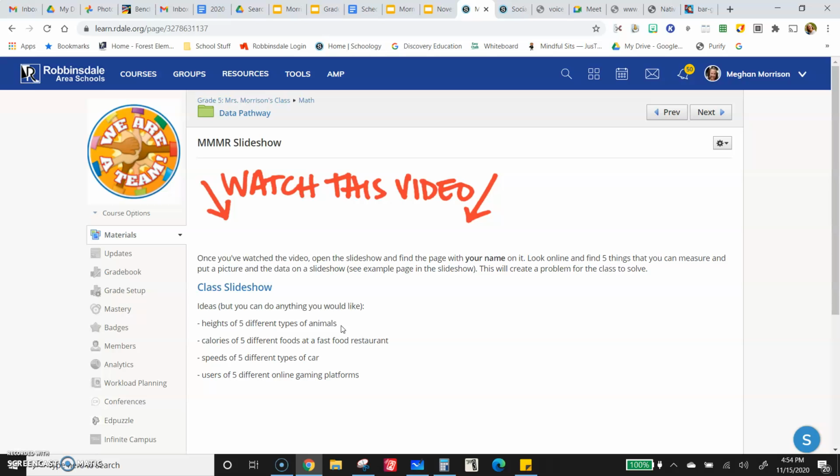Or an influencer on social media. How many followers? So this person has this many followers. This person has this many followers. And look up 5 different ones.